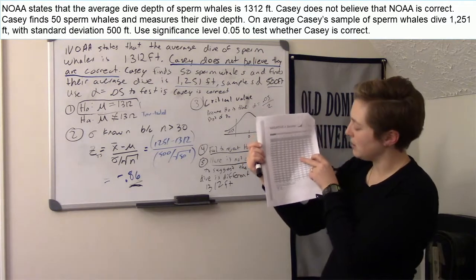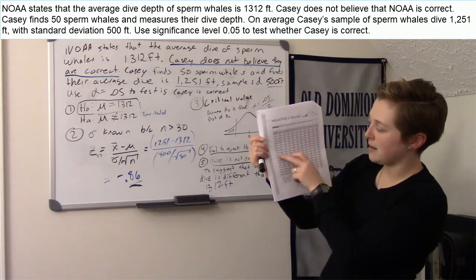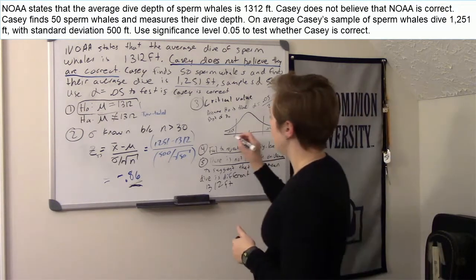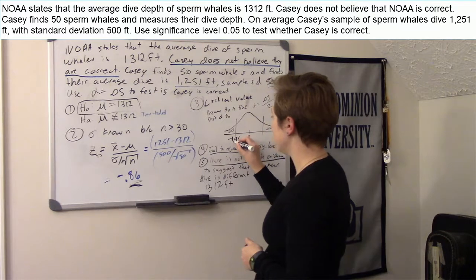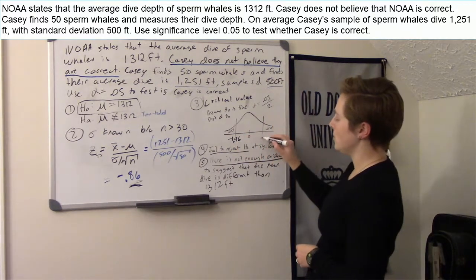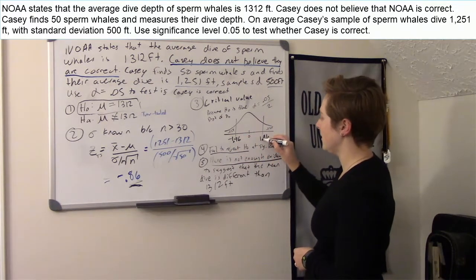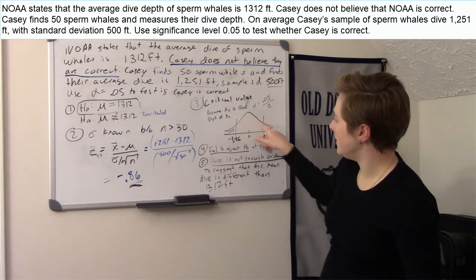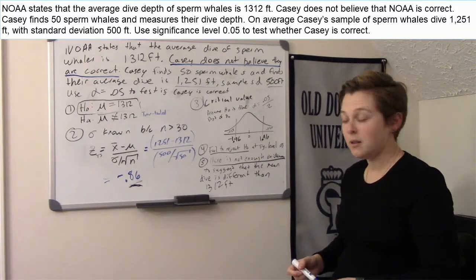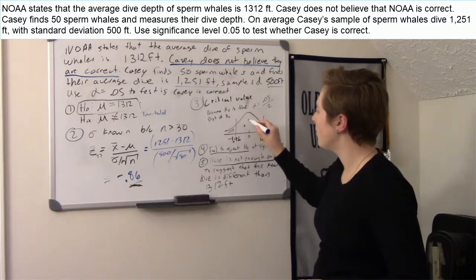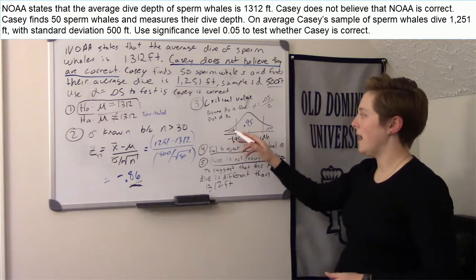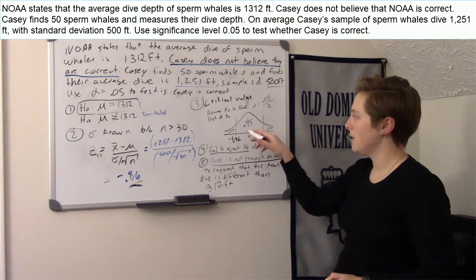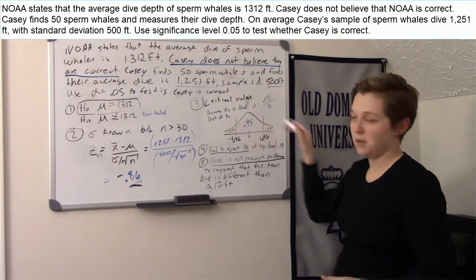Pull out your table and make sure you can find it. 0.025. What does that correspond to? Negative 1.96. So this one will be positive 1.96. What is the area in between these two, actually? 0.95, right? Because if you add up 0.025, 0.025, and 0.95, you should get 1.